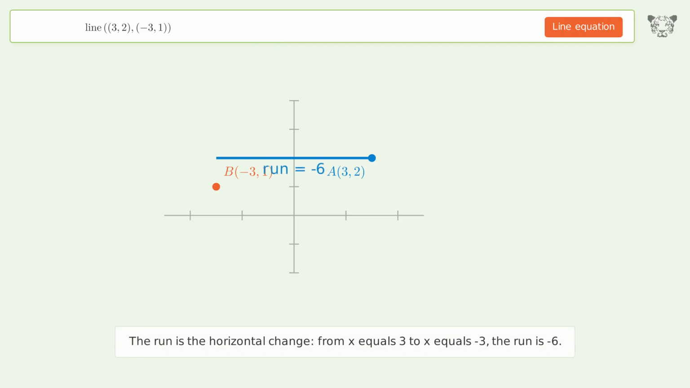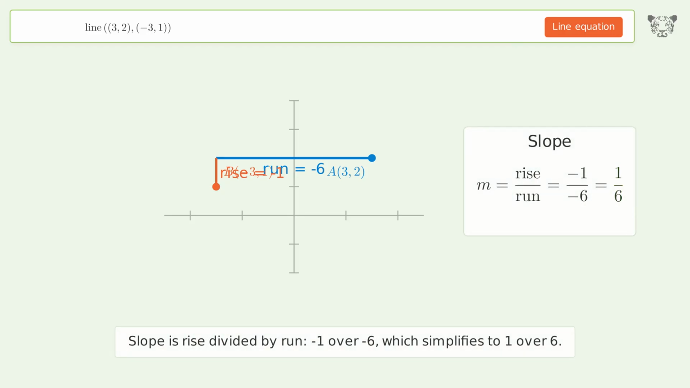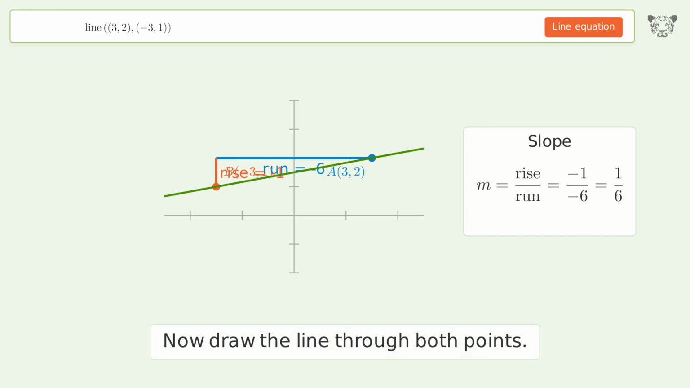The run is the horizontal change, from x equals 3 to x equals -3, the run is -6. The rise is the vertical change, from y equals 2 to y equals 1, the rise is -1. Slope is rise divided by run, -1 over -6, which simplifies to 1 over 6. Now draw the line through both points.